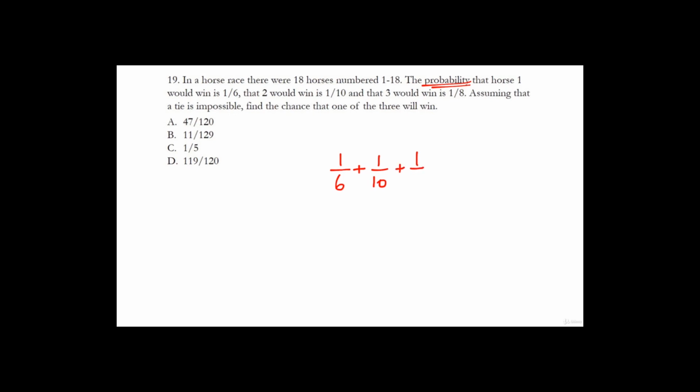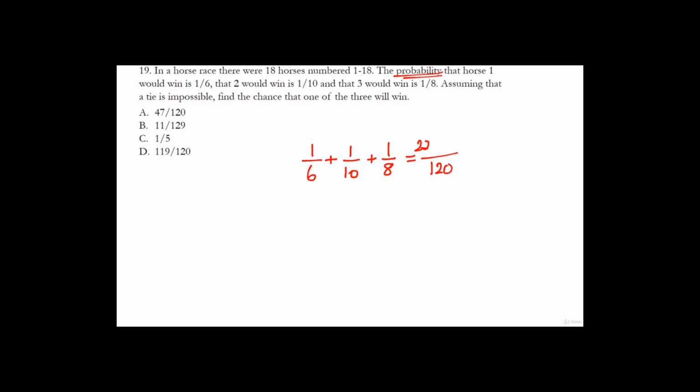The LCM of 6, 10 and 8 is 120. So 120 by 6 is 20. 120 by 10 is 12. And 120 by 8 is 15. So when we add these three values, we get 47. So 47 by 120 is the answer. Option A is the answer.